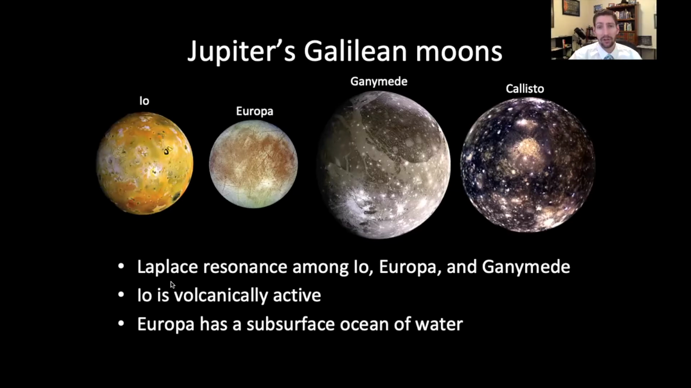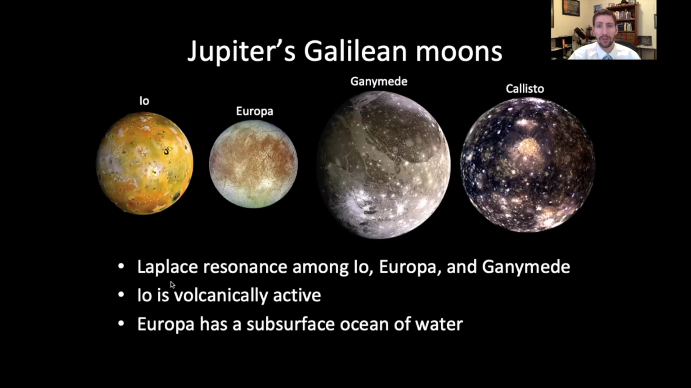Ganymede is the largest moon in our solar system and is bigger than the planet Mercury. Io, Europa, and Ganymede are all in a resonance with each other. For every time that Ganymede orbits Jupiter once, Europa orbits Jupiter twice, and Io orbits Jupiter 4 times. This is called the Laplace resonance.